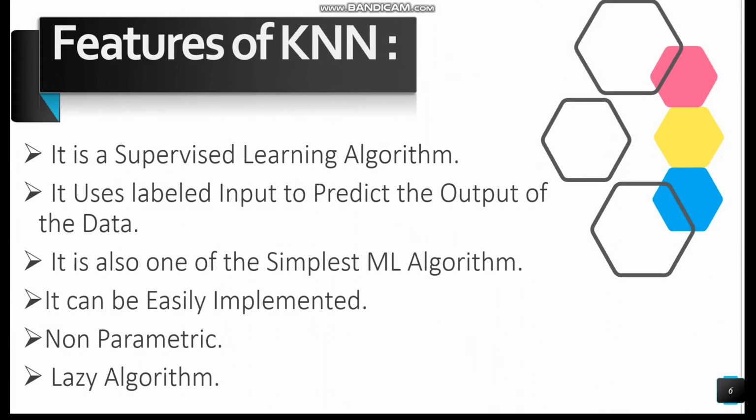Now let's talk about the features of the k nearest neighbor algorithm. First of all, we know that it is a supervised classification algorithm, and it uses labeled input to predict the output of the data. It is also one of the simplest machine learning algorithms, and it can be easily implemented for a set of problems. Another feature is that it is non-parametric, meaning that it does not make any assumptions.